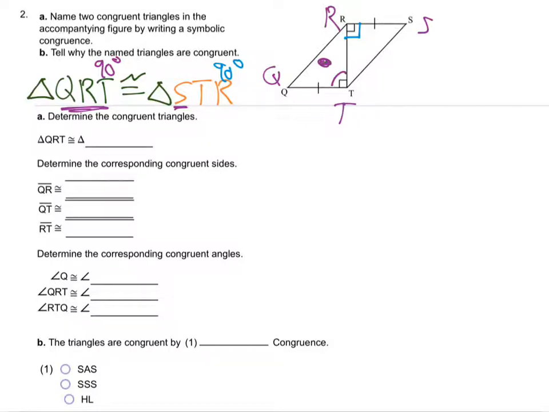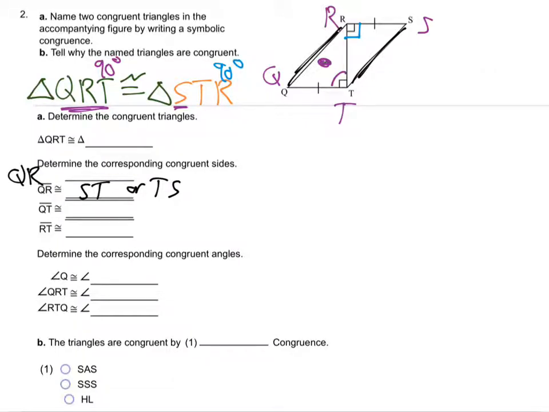Now coming on down here, it says, determine the corresponding congruent sides. So it's saying, okay, now that you've made that statement, QR is the same as what? QR is the same as ST, isn't it? And you can say ST or TS. The same thing either way. It doesn't matter what order when you're specifying a line segment, right? TS or ST, that's the same segment.